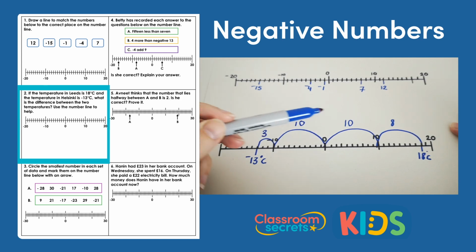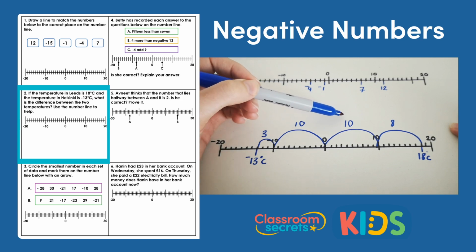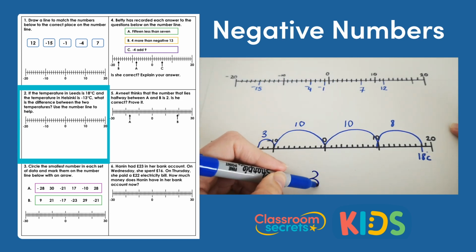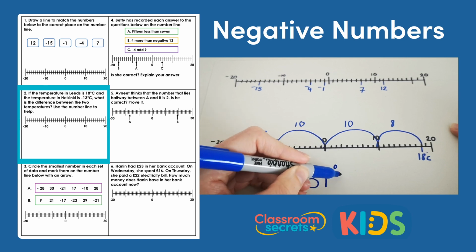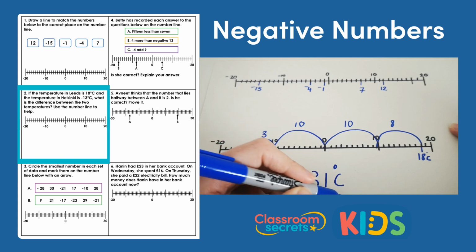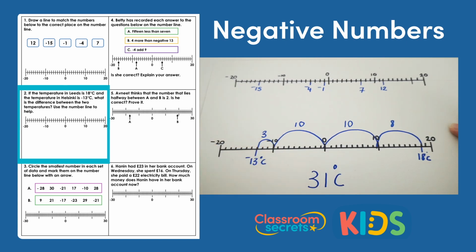So now I can add these numbers up. So 3 add 10 is 13, add another 10 is 23, add 8 is 31. So the difference between 18 degrees and negative 13 degrees is 31 degrees.